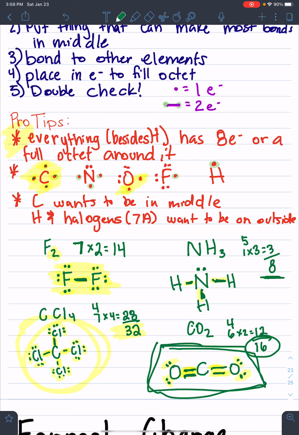So sometimes you're going to want to do double or even triple bonds to get it so that everything has a full octet. Following this step will help you know if you want to do a double or triple bond, because it tells you how many times it wants to bond with something. But those are some good rules to follow.